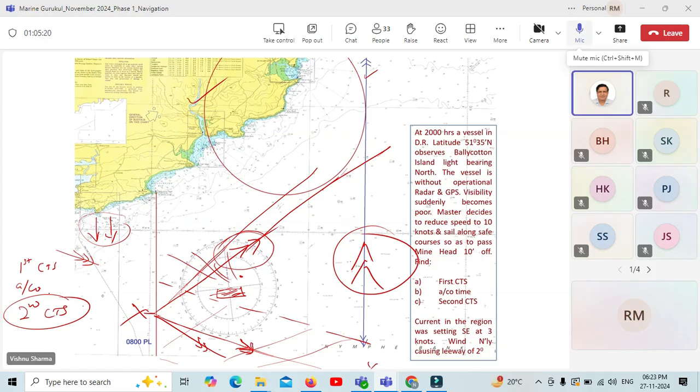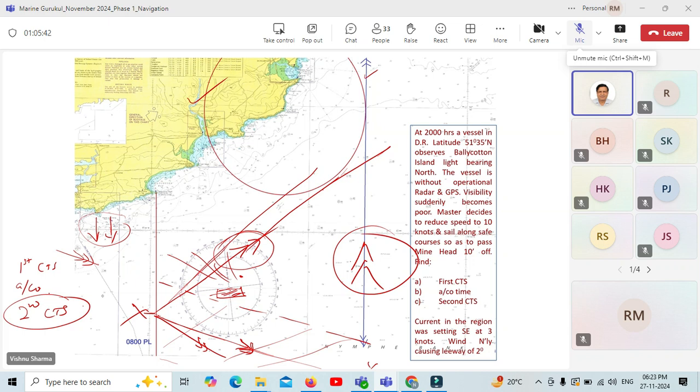Is that clear, beta? Sir, doubt. Why will the second CMG be different? Second CMG will be along the transferred PL only, na beta? Why will the second CMG be different? If there is an island in second CMG also, then you will not navigate along single PL. You will not use this option of single PL, na beta?